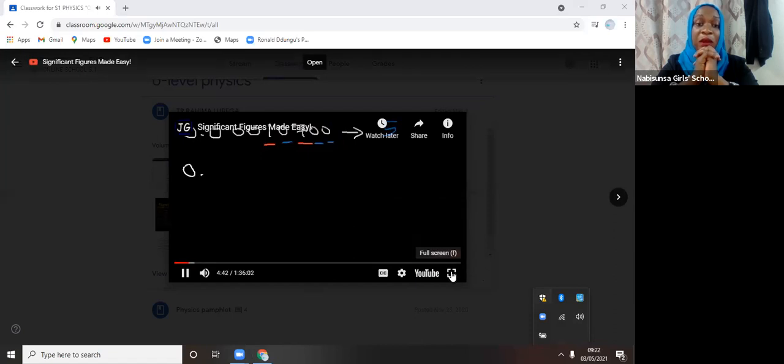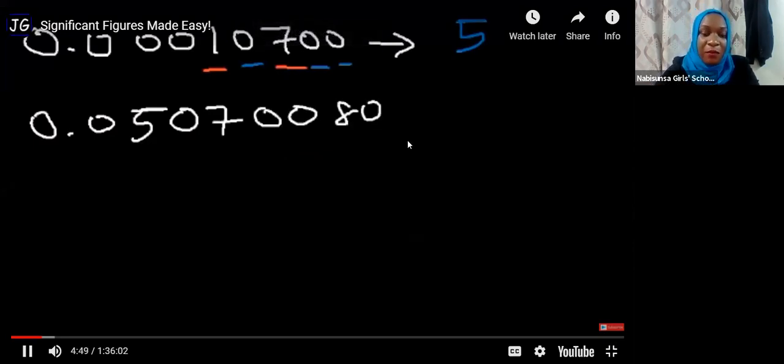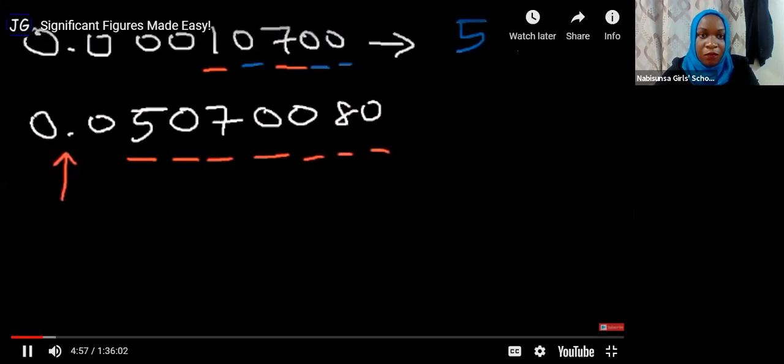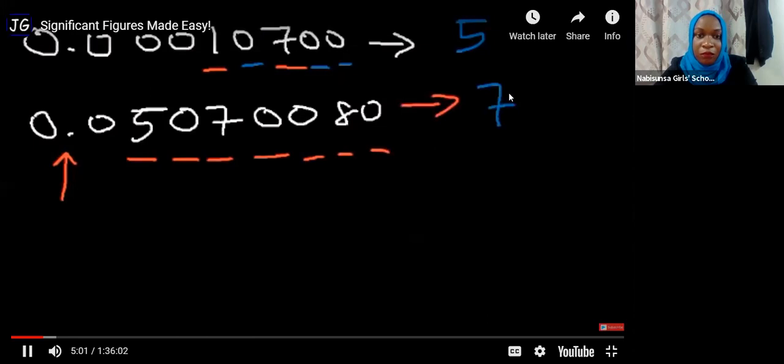Now what about this one? 0.05070080. So every zero to the right of the 5 is going to be counted as significant since we have a decimal point. So we have a total of 7 significant figures in this example.